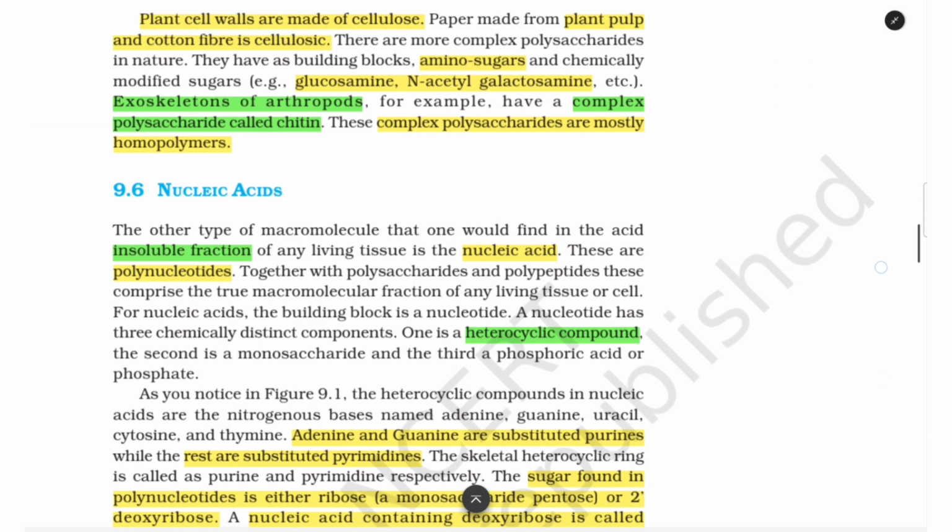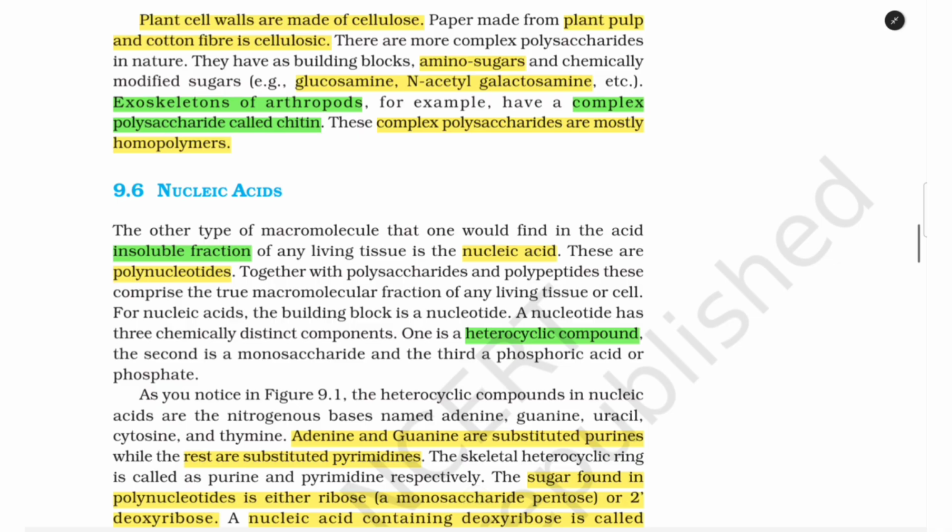Plant cell walls are made of cellulose. Paper made from plant pulp and cotton fiber is cellulosic. There are more complex polysaccharides in nature. They have as building blocks amino sugars and chemically modified sugars, for example glucosamine, N-acetyl galactosamine, etc. Exoskeletons of arthropods, for example, have a complex polysaccharide called chitin. These complex polysaccharides are mostly homopolymers.